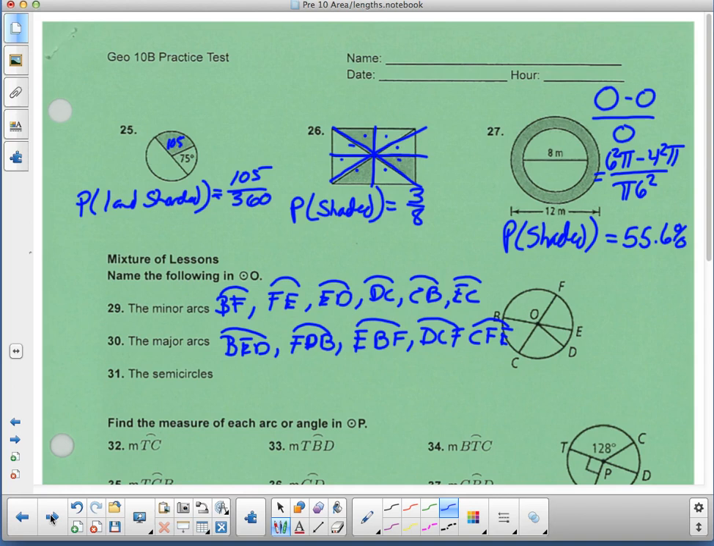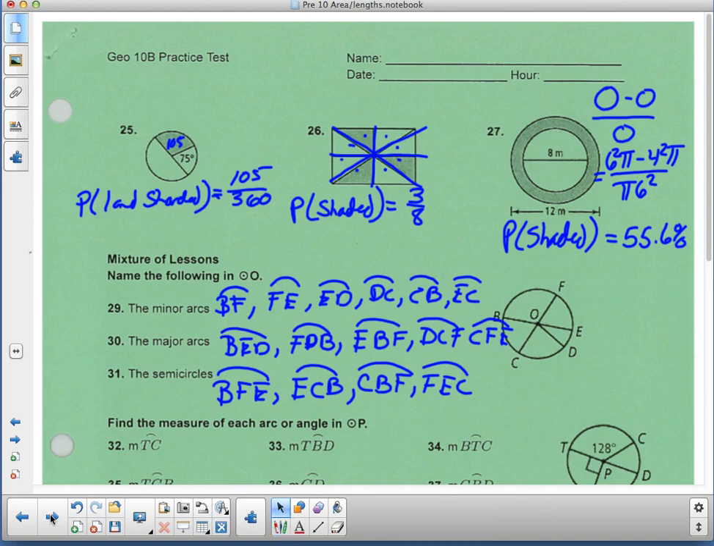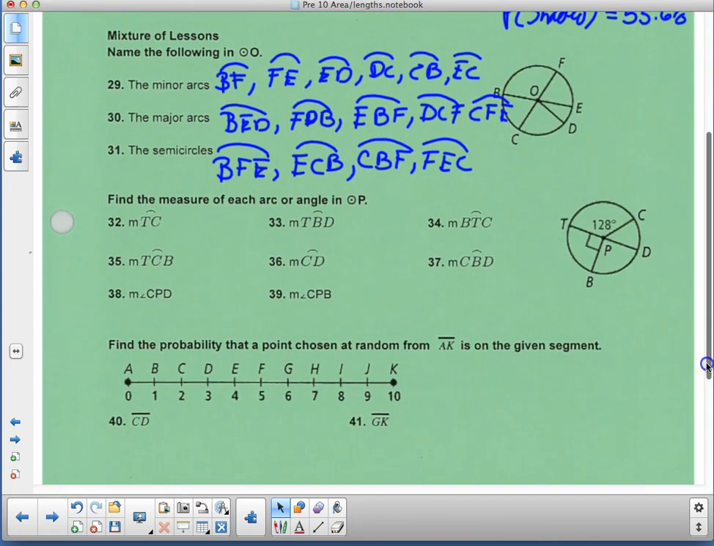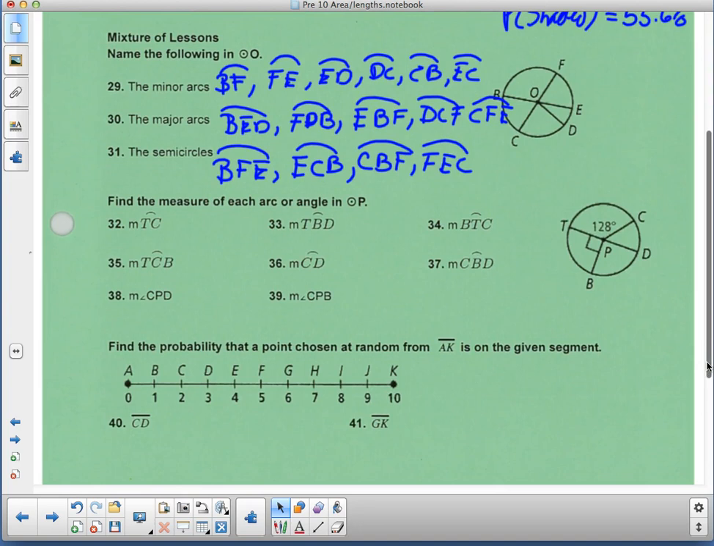Okay, and this last one I got BFE for my semicircles, ECB, CBF, and FEC. Semicircles start and end at an endpoint of the diameter. Major arcs are more than the diameter. They're more than 180 degrees. Minor arcs are less than 180 degrees.